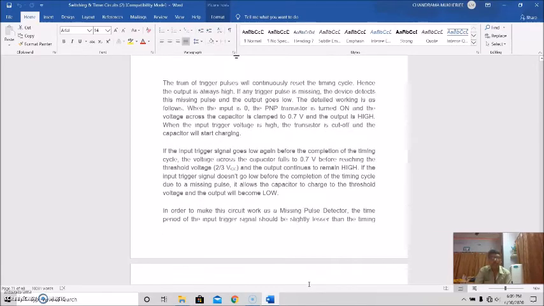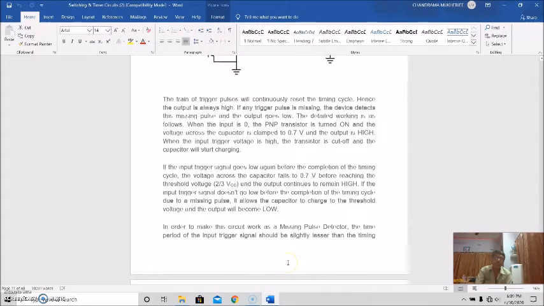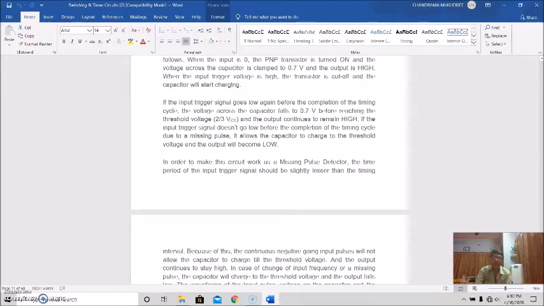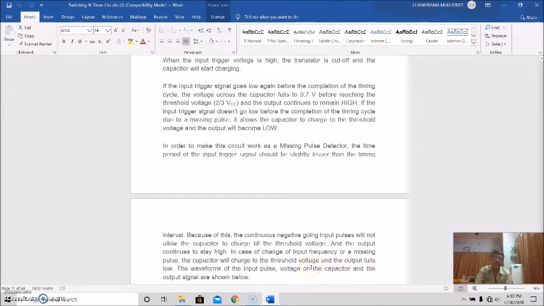Okay, so in order to make this circuit work as a missing pulse detector, the time period of the input trigger signal should be slightly less than the timing interval. Because of this, the continuous negative going input pulses will not allow the capacitor to charge to the threshold voltage, and the output continues to stay high.